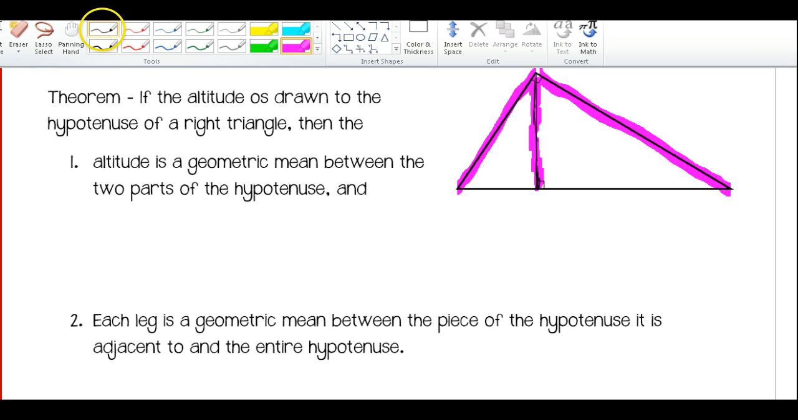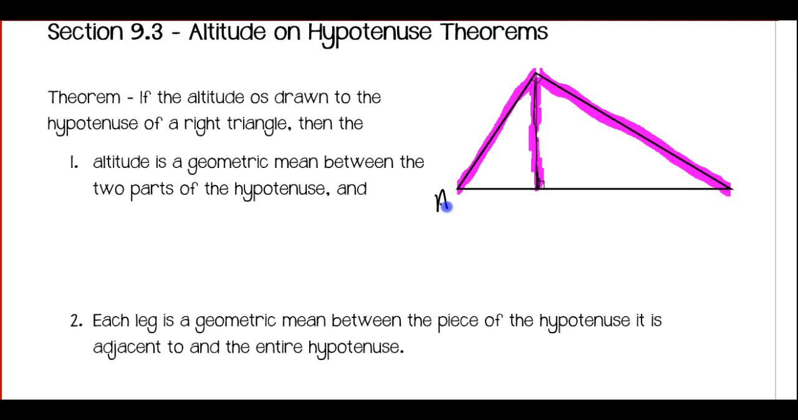Okay, so I'm going to go ahead and label this triangle A, B, C, and D. And these 3 purple highlighted segments are going to be the means. So the first part of this theorem says that if the altitude is drawn to the hypotenuse of a right triangle, then the altitude is a geometric mean. So my altitude is CD. So here's my proportion, CD is a mean between the 2 parts of the hypotenuse.